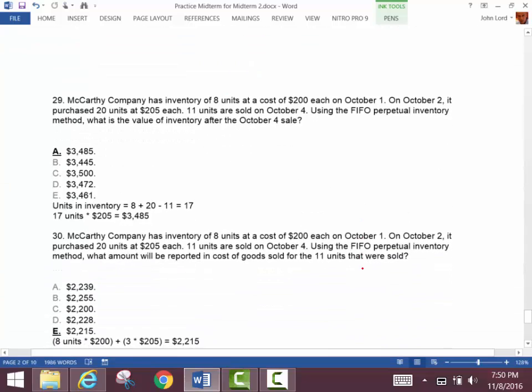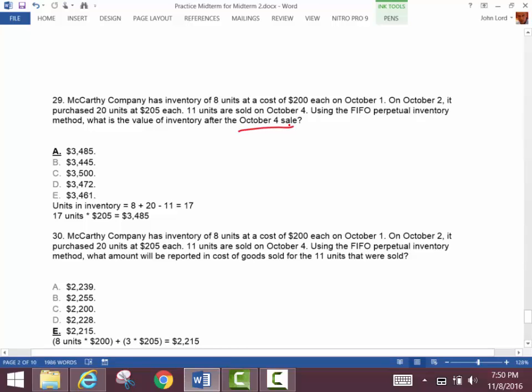Okay, good. How about this one? McCarthy has inventory of 8 units at a cost of $200 each on October 1st. On October 2nd, it purchased 20 units at $205, and then 11 units are sold on October 4th. Using FIFO perpetual inventory method, what was the value of the inventory after the October 4th sale?